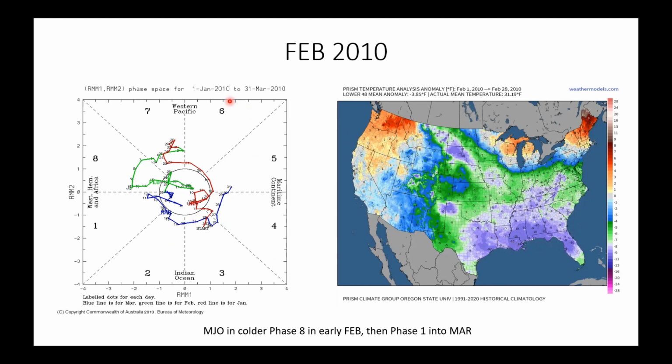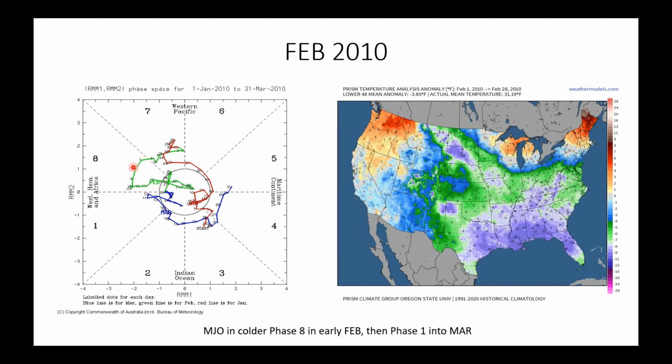Let's look at the January to March MJO composite here, the archive composite. Let's look for the February time frame. So look at the scale here. February is the green line here. The month started out over here in phase 7 with enhanced rainfall located there over the Western Pacific. And then we work our way into colder phase 8. See this? With some pretty significant amplitude away from the center here of the diagram.